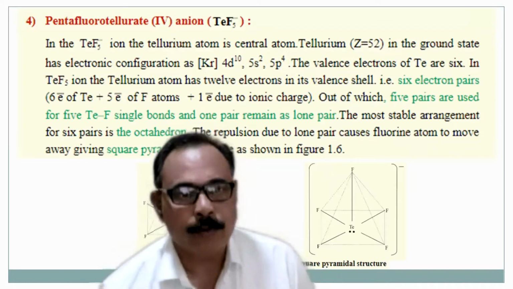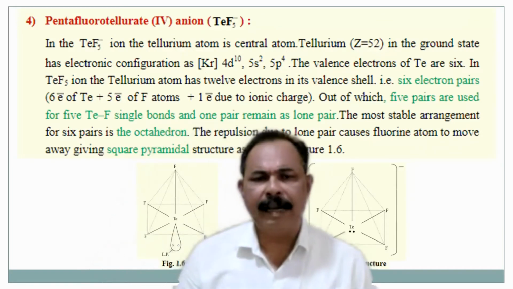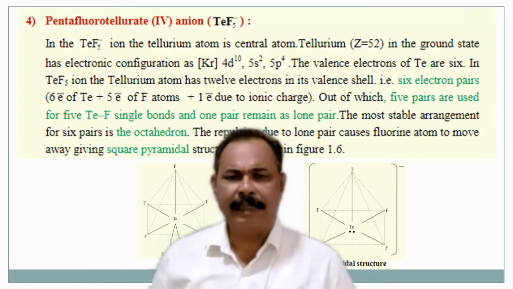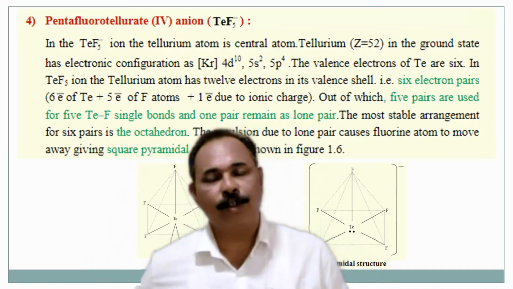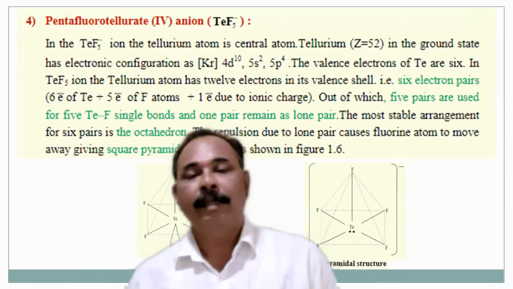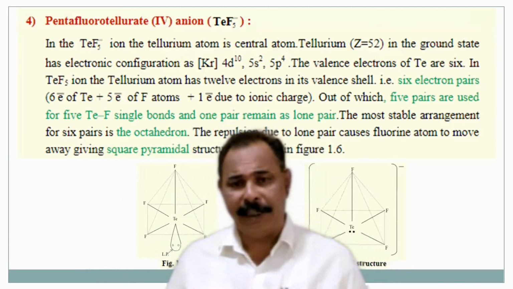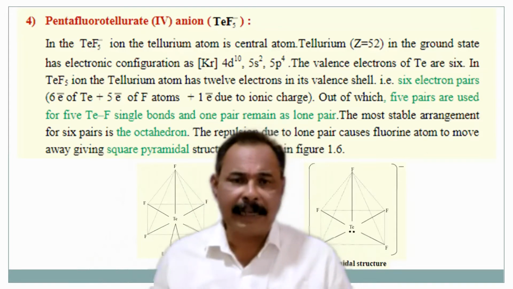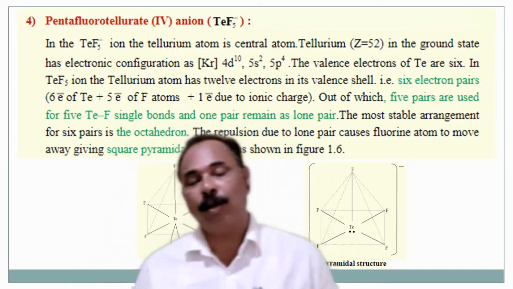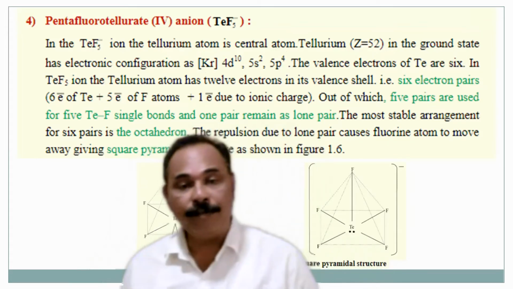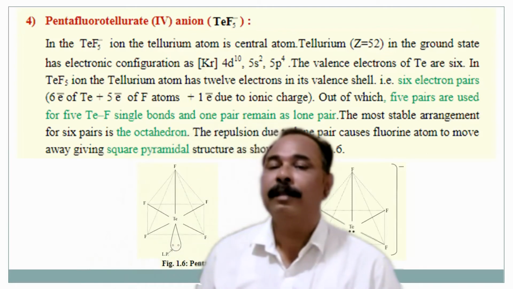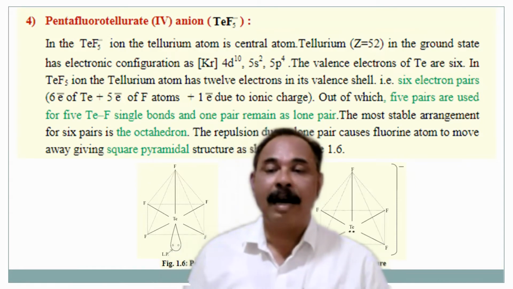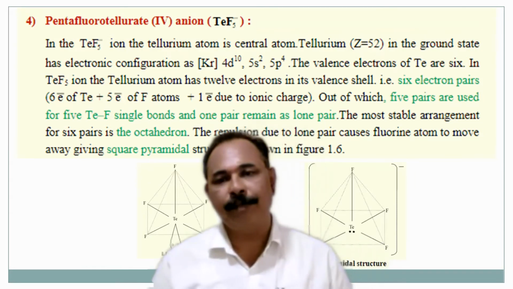Then we move to the next, the pentafluorotellurate(IV) anion, that is TeF5 minus. In this TeF5 minus ion, the tellurium atom is the central atom. It has atomic number 52. In the ground state, it has the electronic configuration krypton 4d10 5s2 5p4. The valence electrons of tellurium are 6, that is 5s2 and 5p4.